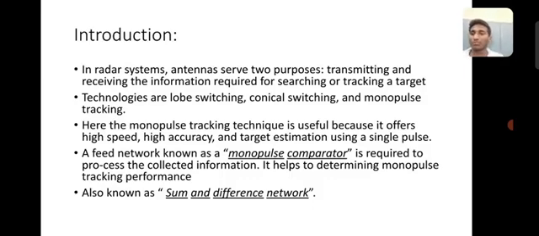So these are some techniques where we can process the received information, but monopulse tracking has high speed, high accuracy, and target estimation, as it has some benefits. We use this method in the monopulse comparator to process the collected information at the receiver, and it also helps us track the performance. It is also known as a sum and difference network.